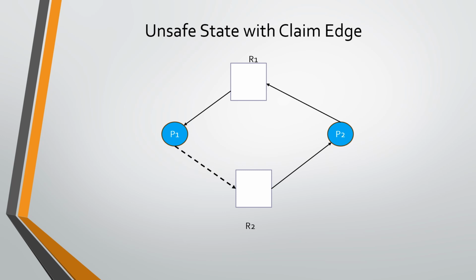Suppose that process P1 requests the resource R1. The request can be granted only if converting the request edge to the assignment edge does not result in the formation of a cycle in the resource allocation graph.